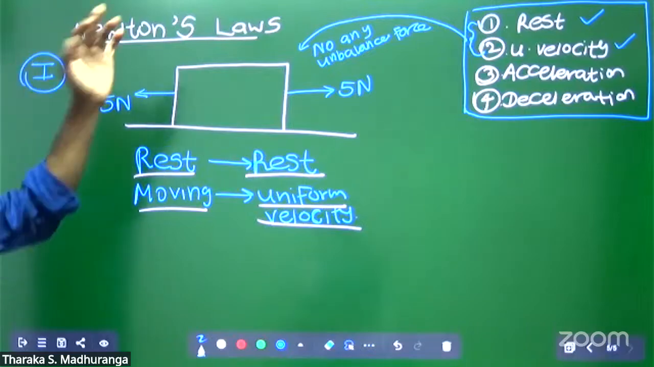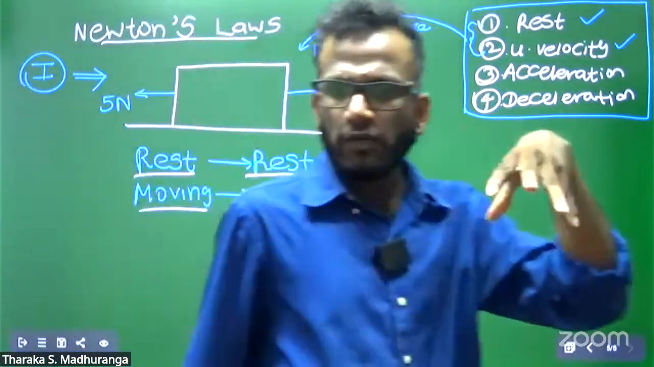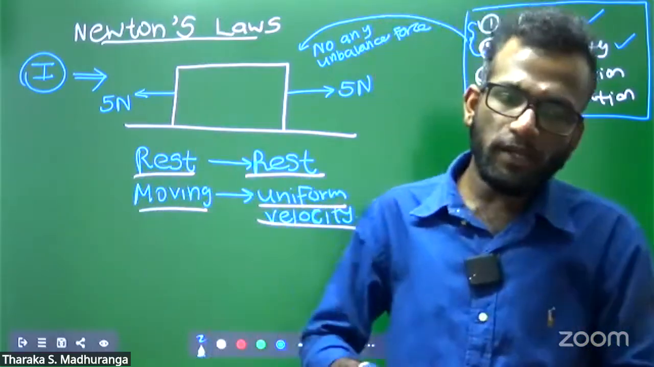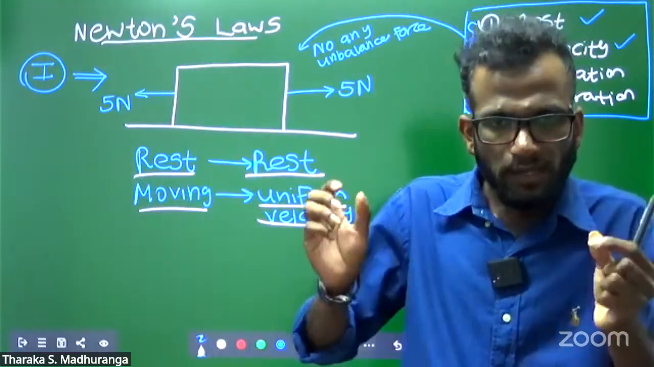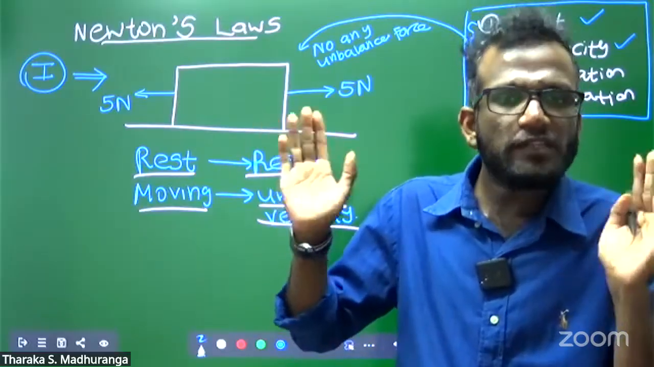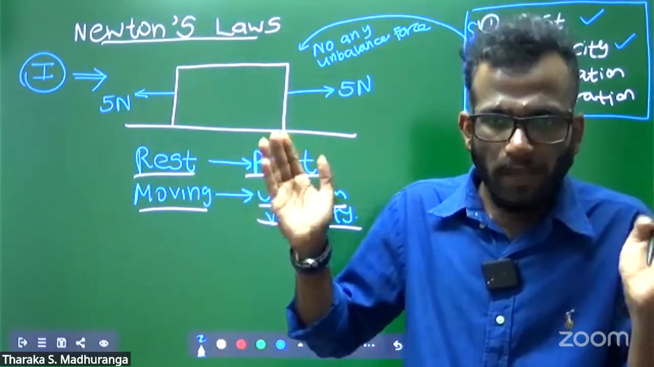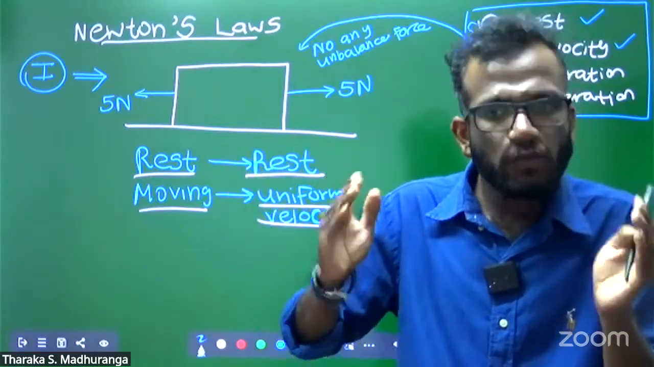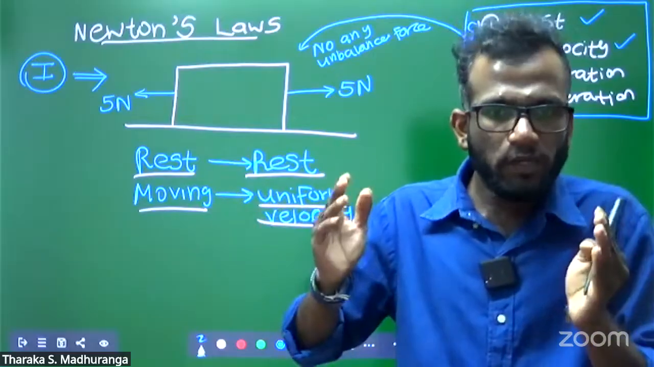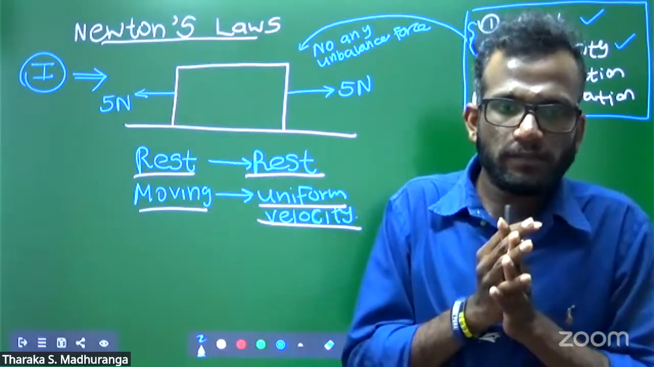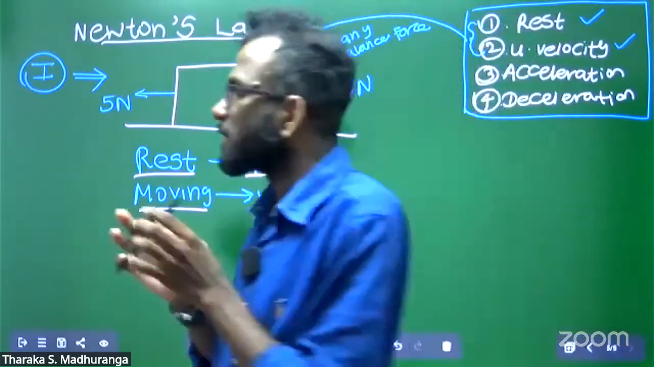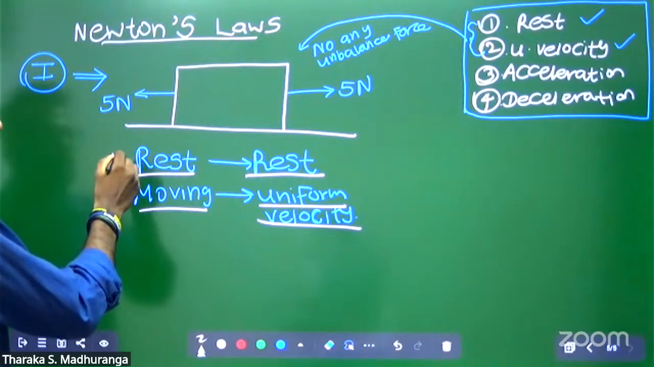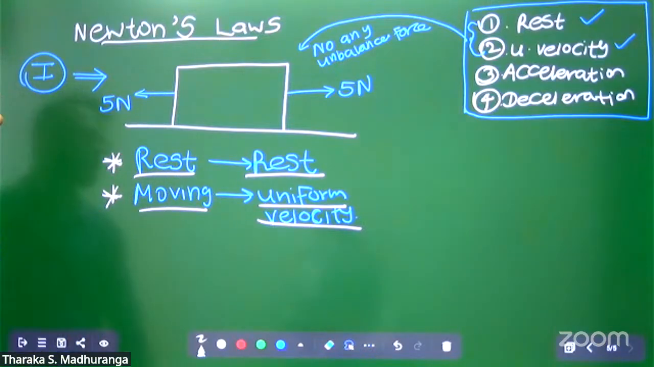I got Newton's first law. The meaning of Newton's first law is if there are no unbalanced force, that means the object is balanced. If it is balanced, no unbalanced force, rest objects are rest and moving objects are moving with uniform velocity.